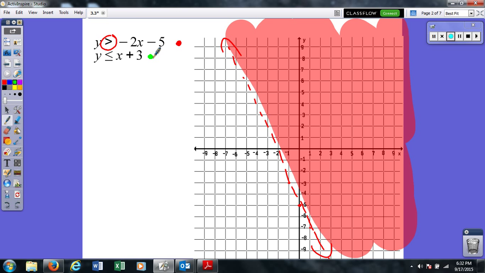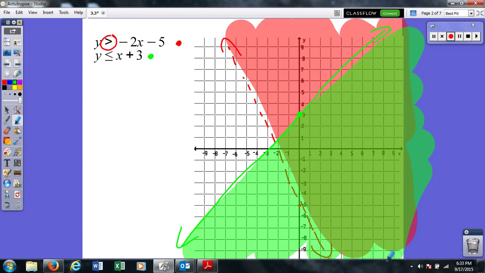So this one I will graph in green. This one has a y-intercept of 3, and then it has a slope of 1. This one's going to be a solid line though, since it's less than or equal to. So solid line. And then it says y is less than or equal to x plus 3. So we want all the y values underneath. So we're going to shade everything underneath this line.